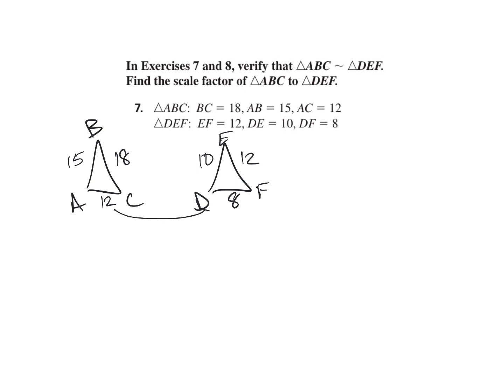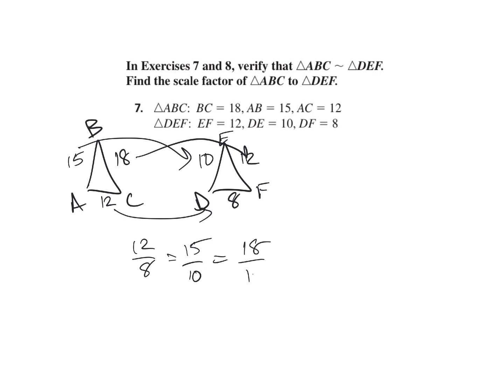So we're going to go 12 is to 8, as 15 is to 10, as 18 is to 12. And we're just going to divide those out, reduce them. Let's just reduce the first one by 4, and we get 3 halves. Reduce the second one by 5, we get 3 halves. Reduce the third one by 6, and we get 3 halves. So yes, by side, side, side.